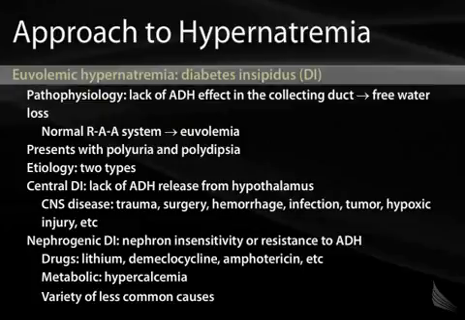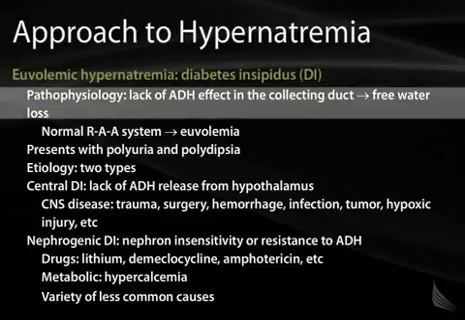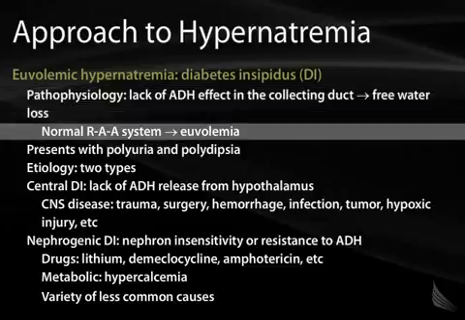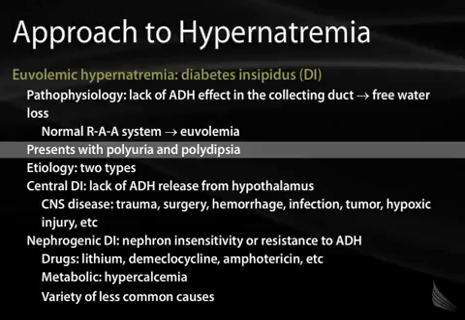Moving on to euvolemic hypernatremia. Euvolemic hypernatremia primarily occurs in the setting of diabetes insipidus. Diabetes insipidus is where there is decreased ADH activity. Thus, urine cannot be maximally concentrated, water is not reabsorbed, and there's increased free water losses. Because of the intact renin-angiotensin-aldosterone system, however, volume status is maintained. The clinical presentation is of polyuria and polydipsia.